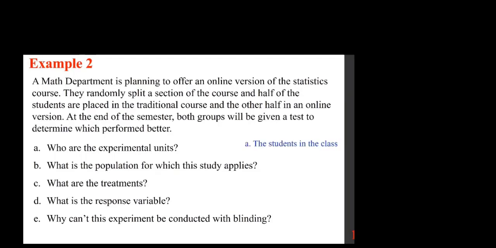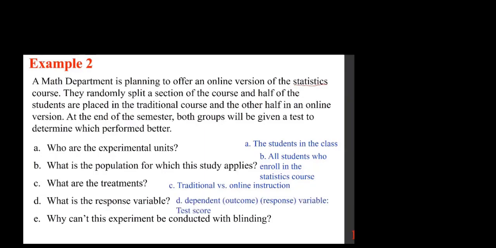What is the population for this case? The students who enrolled. In what course? Stats, okay. All right, so students in the course. Which course? Statistics. What are the treatments? Online versus traditional instruction. What is the response variable? The test. That is the dependent variable.